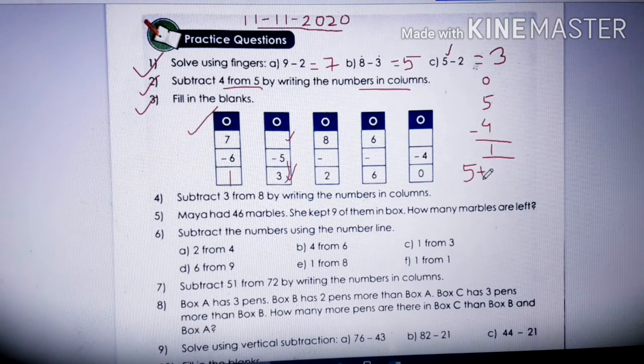5 plus 3. 5 plus 3 is what, children? If you count in your fingers, open 5 fingers. Along with that, open 3 fingers on the other hand and count all the fingers. You will get 8 fingers. So what comes here? The greater number is 8.